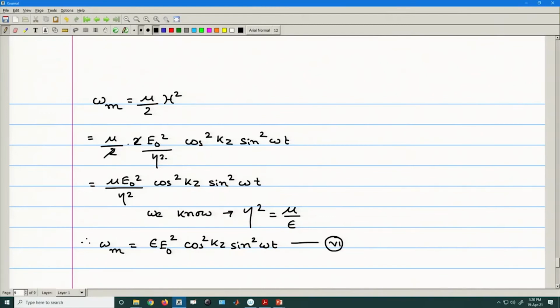So, now we have We and Wm. Now, we will calculate S.